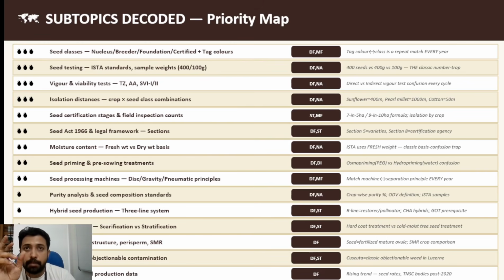For example, there are 3 seed inspections in one crop, and for another there may be 2. They change the crop name so they can easily confuse you. Similarly, such statement type questions are very common.